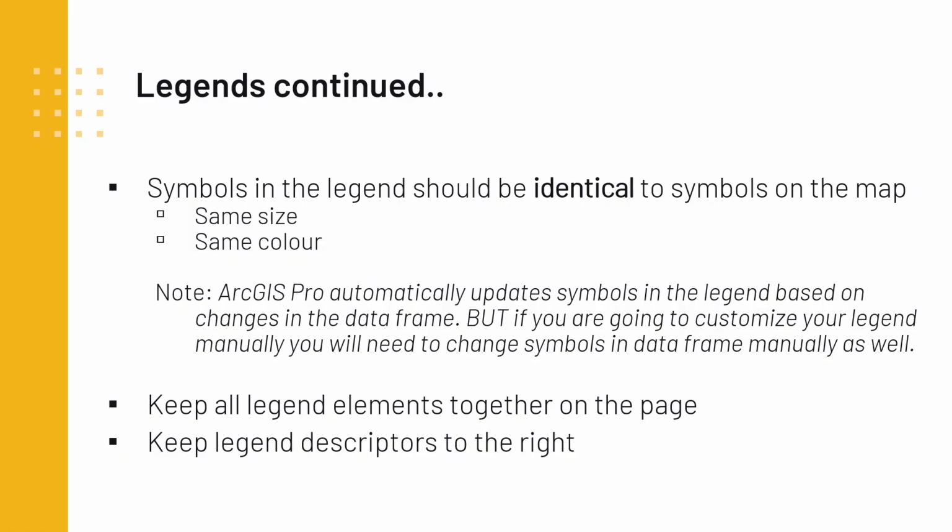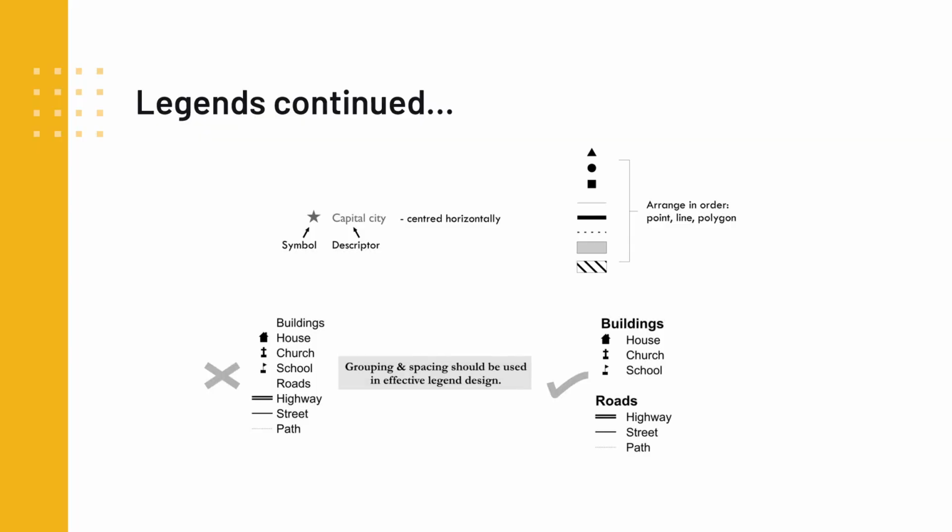Remember, keep all legend elements together on the page. Don't split it up into two chunks. You should always have your legend descriptors to the right of the actual symbol itself. So here's some examples of how things should appear in legends. Again, remember the symbol should be on the left, the descriptor on the right should be centered horizontally.